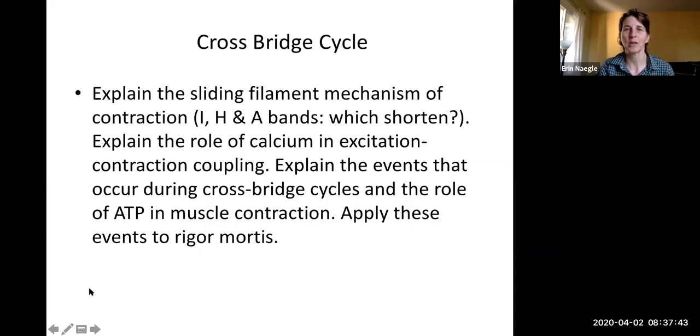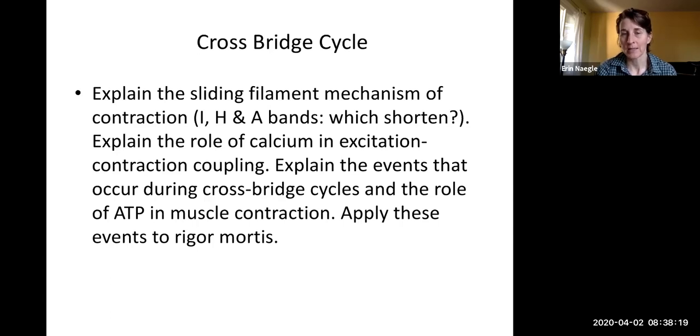Right, next step, cross-bridge cycle. So we're going to explain the sliding filament mechanism of contraction. What does that mean? Well, that means my myosin is going to walk along the actin. They should have called it the walking filament mechanism because they can't really slide. It's more that the myosin is walking and pulling the actin. So we've talked about the I, H, and A bands, and which ones shorten. Now we're going to get into the explanation of the role of calcium in excitation contraction coupling. So we just did that.